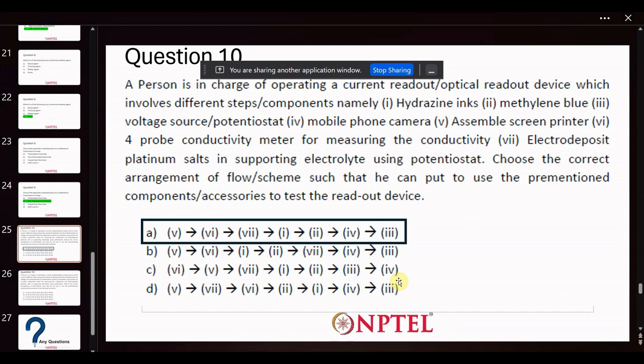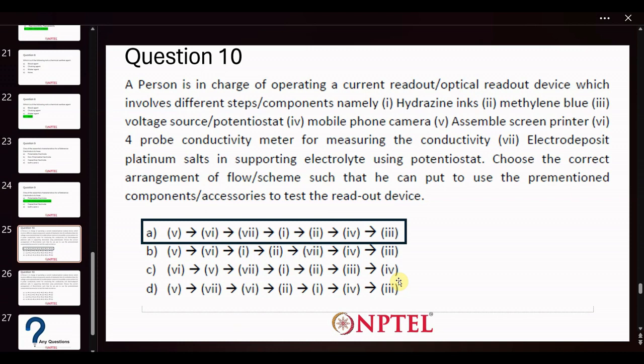First you measure the conductivity, then you electro deposit. Once you have established the conductivity, you electro deposit the platinum salts in the supporting electrolyte using a potentiostat. So first you get the screen printer, you measure the conductivity, then you electro deposit the system. So you make the electrode suitable for sensing application.